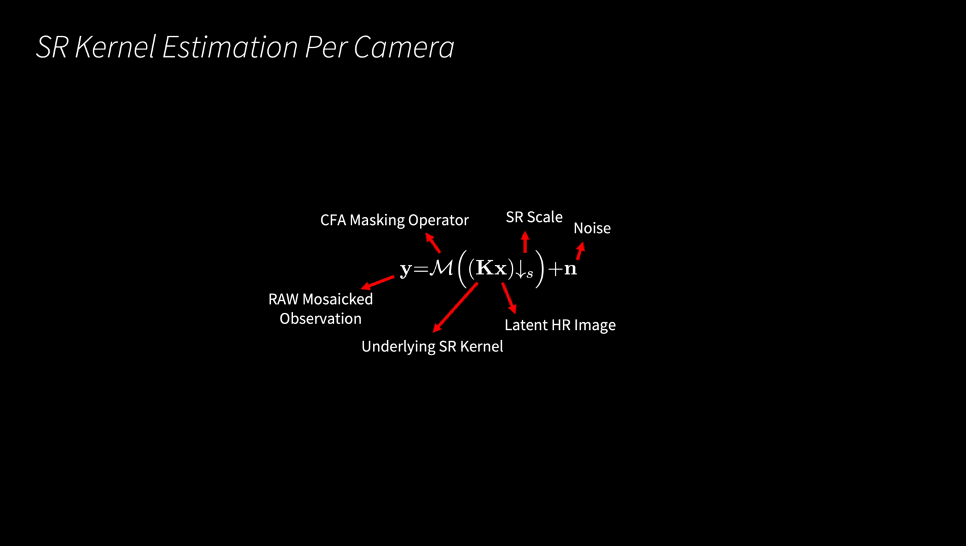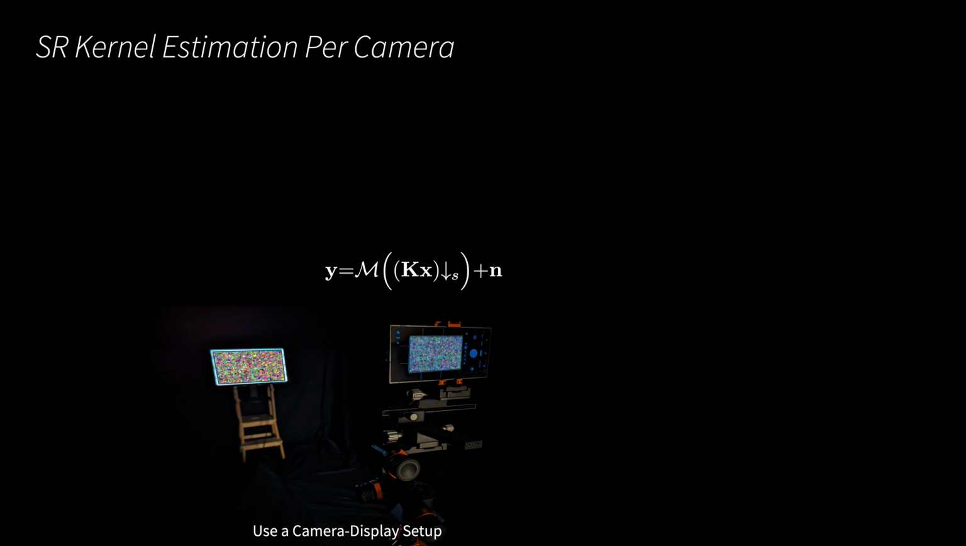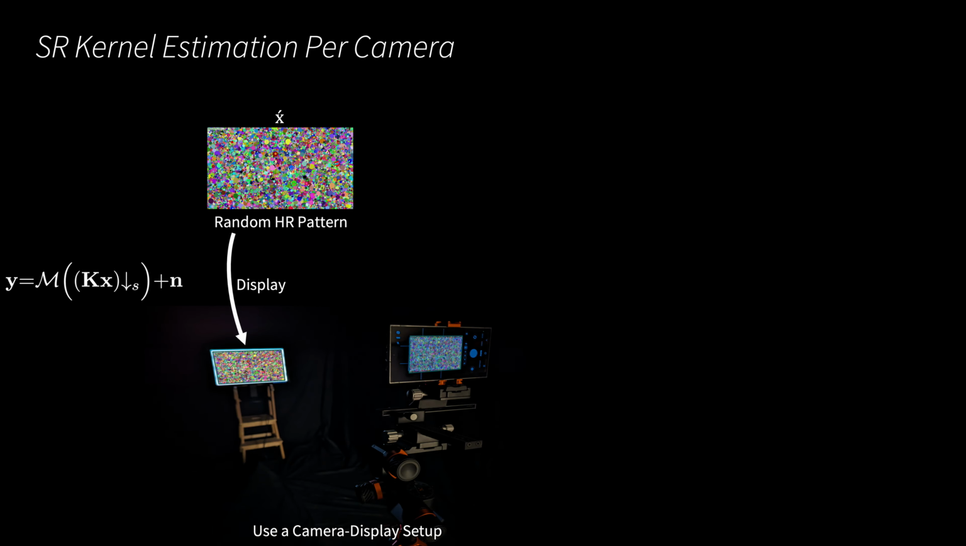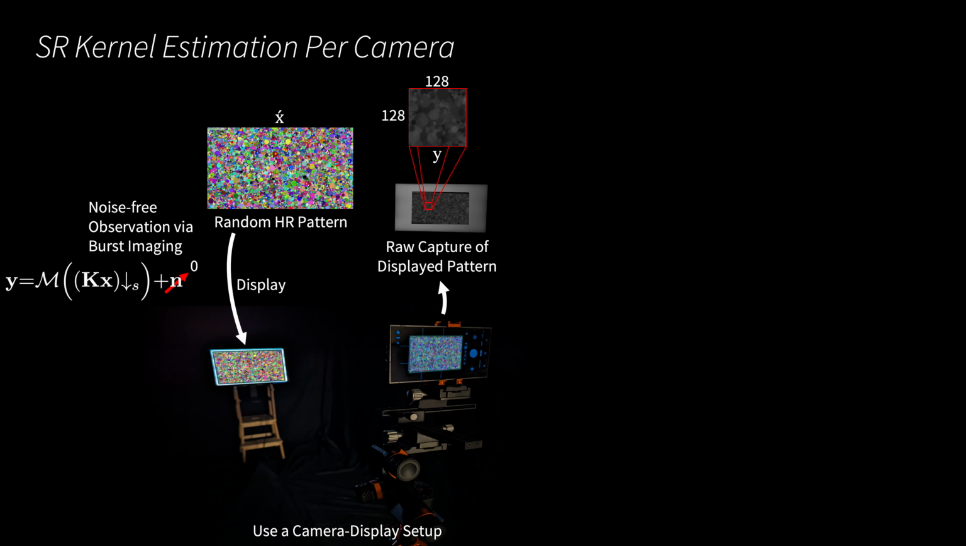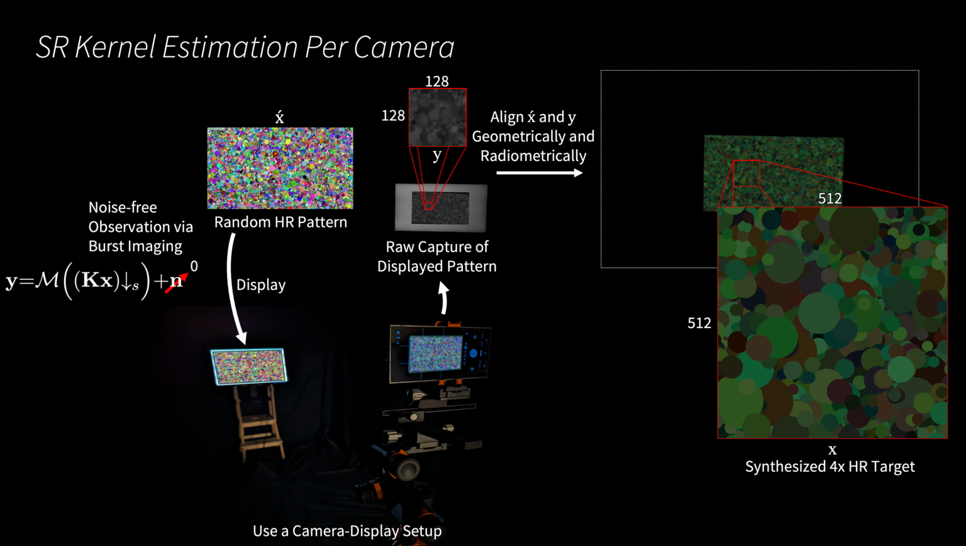For superres kernel estimation, the overall idea is to use a reference pattern as the latent high-res image, obtain its raw capture observation, and follow the image formation model to estimate the underlying superres kernel. We use a camera and a display setup. We display a high-res color image on the monitor and capture it using the target camera, and carefully align the known high-res pattern with the raw capture and synthesize the latent high-res image in the camera sensor domain. We use it in the inverse imaging formulation to estimate the superres kernel, which inherently includes the camera PSF and the subsampling operators of the sensor and microlenses.